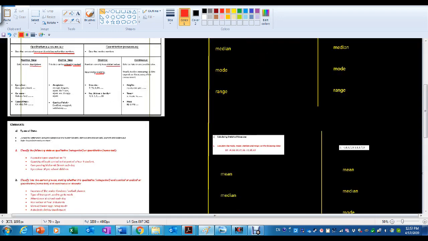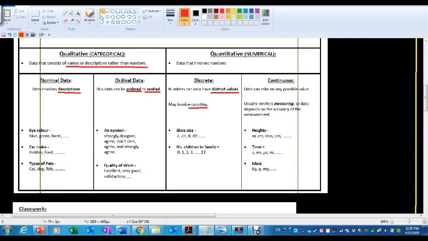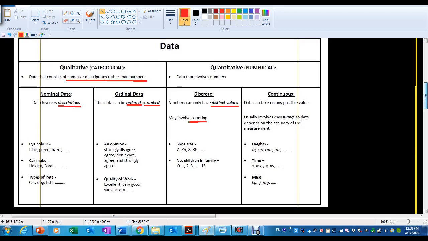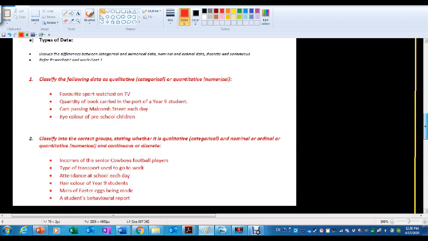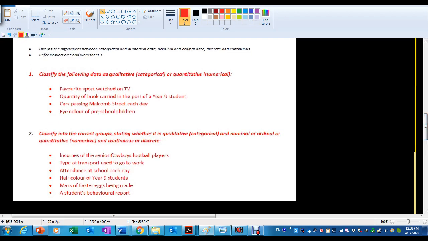Let's have an overview of all the data. We have qualitative data and quantitative data. Under qualitative data, you will have nominal data and ordinal data. Under quantitative data, you will have discrete data and continuous data. So the first task in our classwork, you need to classify the following data, whether they are categorical or numerical, or whether they are qualitative or quantitative.